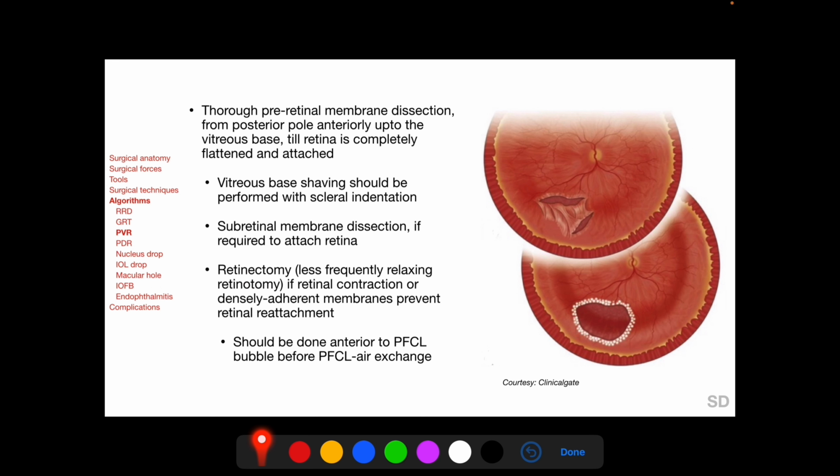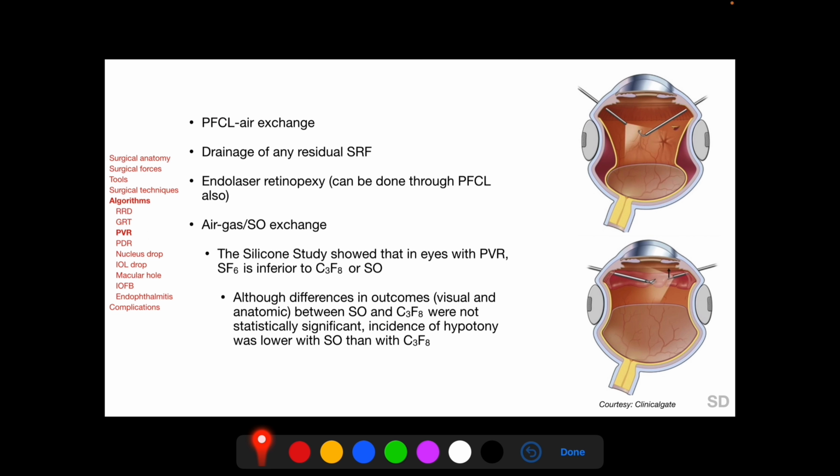This figure shows a retinectomy being made to excise an area of contracted retina. This is followed by PFCL-air exchange, drainage of any residual subretinal fluid, and endolaser retinopexy around retinal breaks.